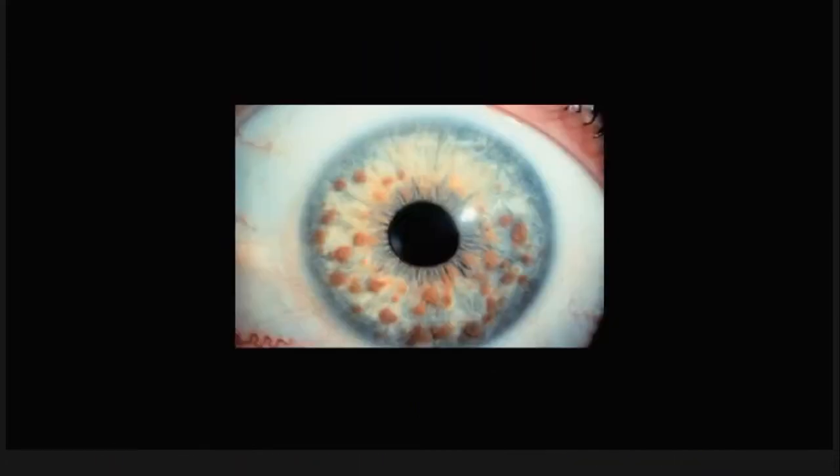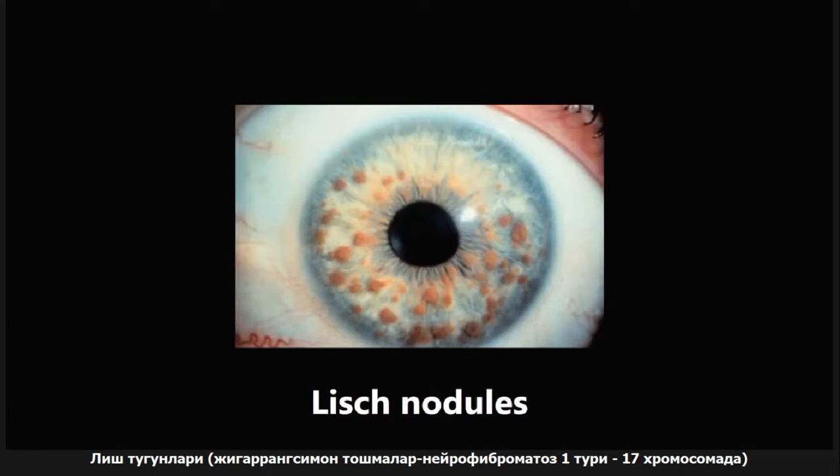This next picture is of Lisch nodules, and there's really nothing else that looks like this. You see all these brownish nodules here. This is a sign of neurofibromatosis type 1. A couple things about that. It's also called von Recklinghausen disease, and the gene associated with this, NF1, is found on chromosome 17. I believe in First Aid it says that von Recklinghausen is 17 letters, so that's how you can remember the association between neurofibromatosis type 1 and chromosome 17. It is important to know the location for that gene. So this is Lisch nodules here.